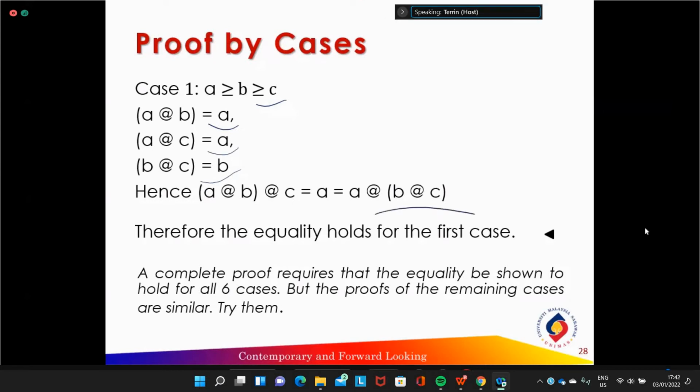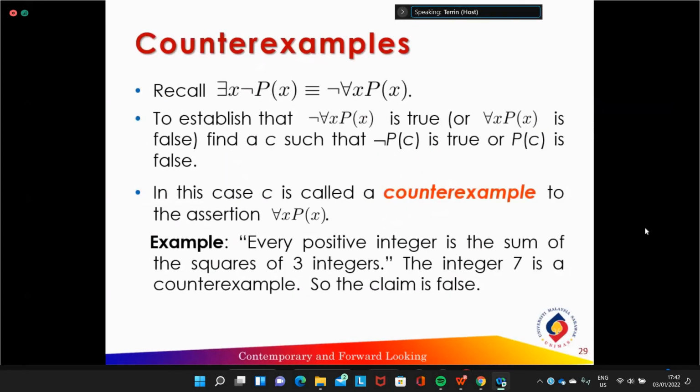And likewise for the right hand side, b and c, this is b, then a max b is still a, hence that one. And the same thing is going to be repeated for all the other 5 cases. So that is the form of case by case.